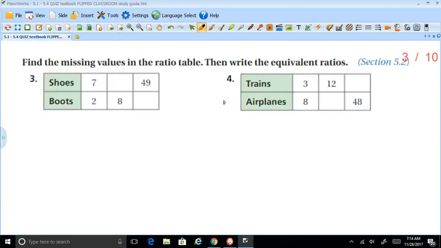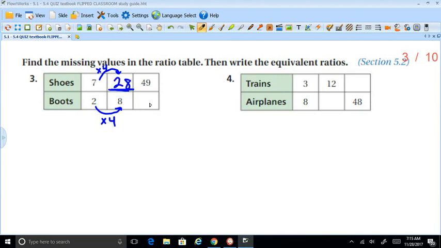Number 3 and 4, it asks you to find the missing values in the ratio table. So for shoes, up here in the blank spot, I have to look at the boots. And notice it goes from a 2 up to an 8. How do they do that? That's what I need to figure out first. And they scaled it up by 4 times. They multiplied it by 4. Whatever I do to the one, I must do the same thing to the other to keep the ratio intact. So 7 times 4 gives me 28.